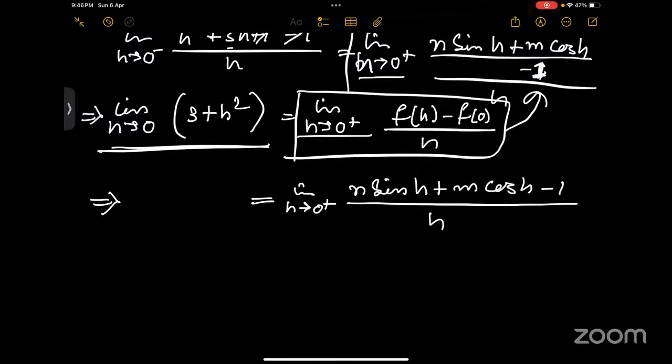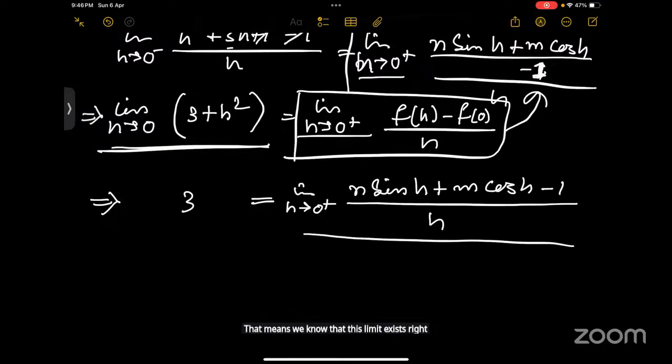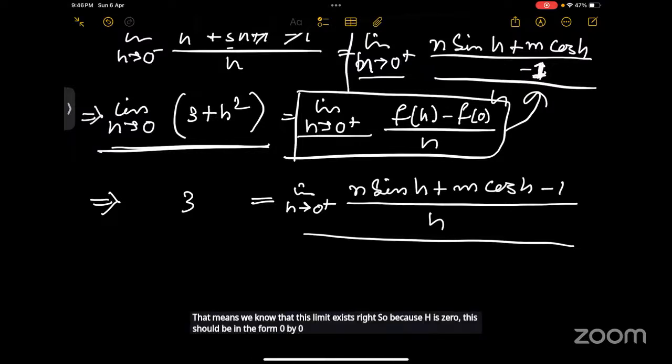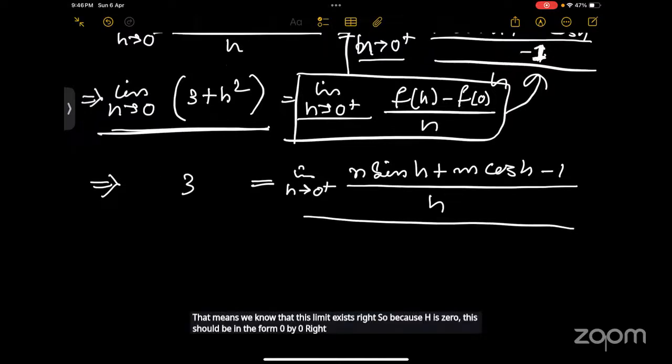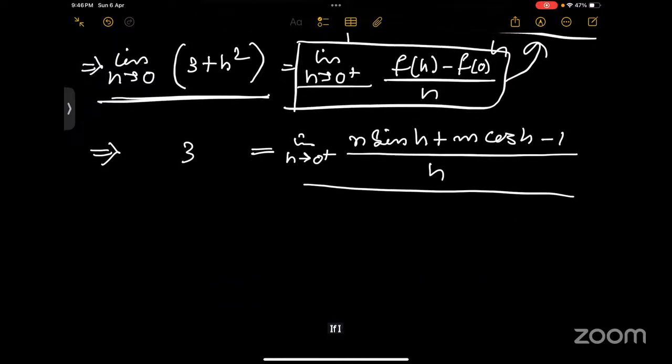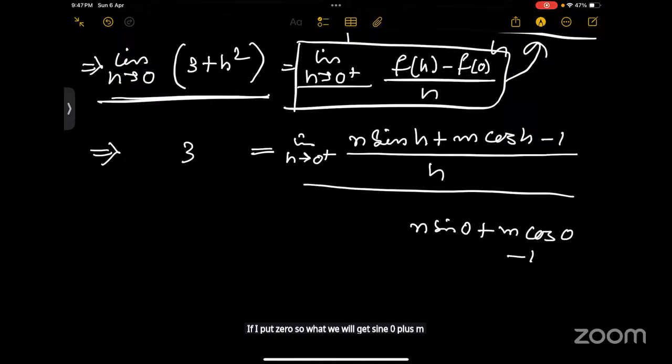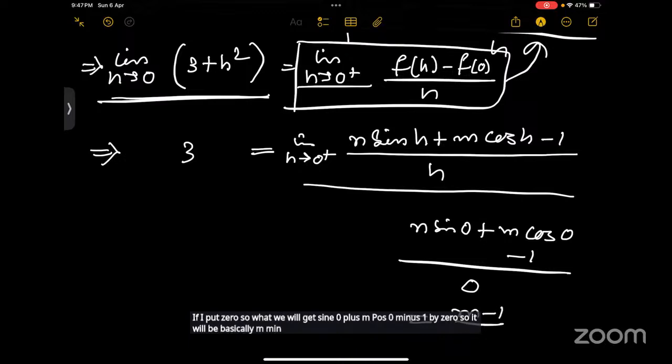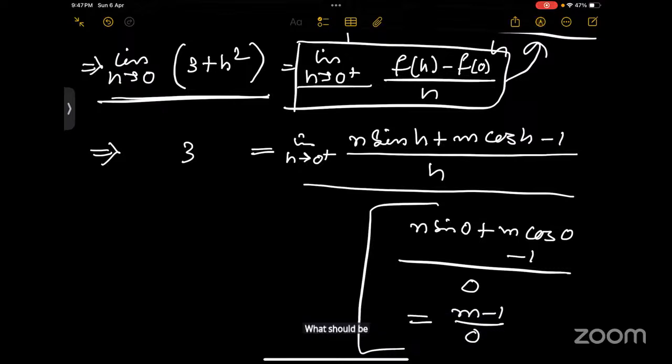We'll do velocity 3. Okay, for 3 right, it is 3. That means we know that this limit exists, right? Yes. Because h is 0, this should be in the form 0 by 0, right? If I put 0, what will we get? n sin 0 plus m cos 0 minus 1 by 0. So it will basically be m minus 1 by 0.